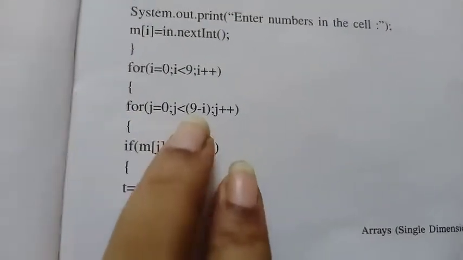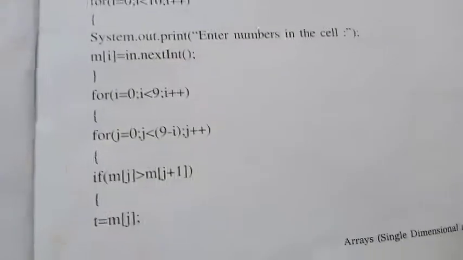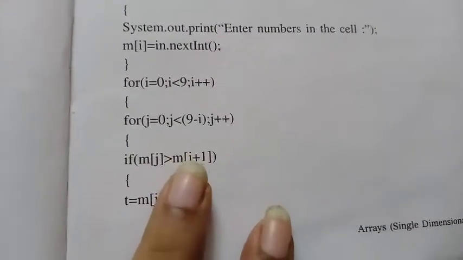And in the second loop, the reason why we have given 9 minus i is that in this loop we are going to compare each and every element.